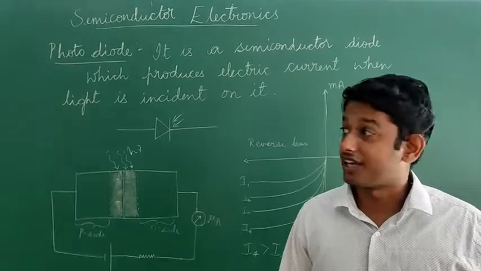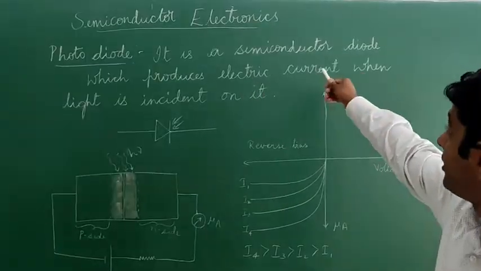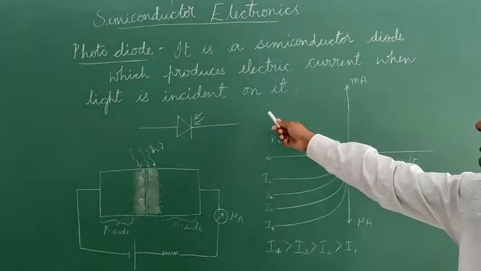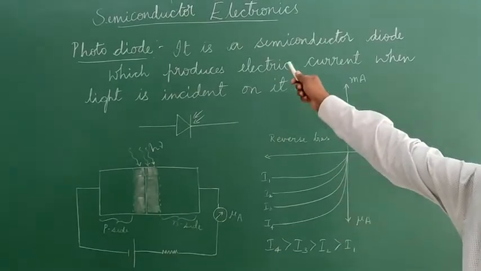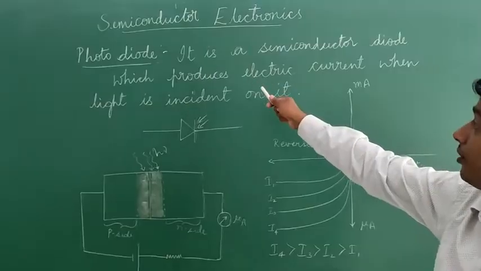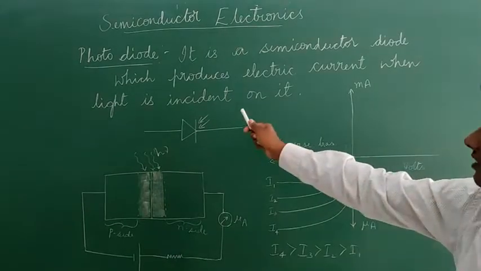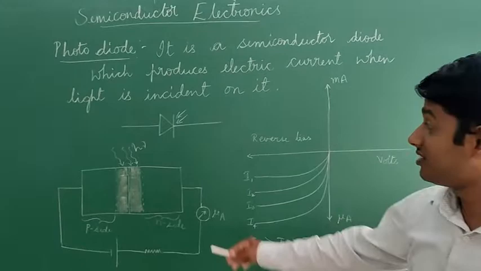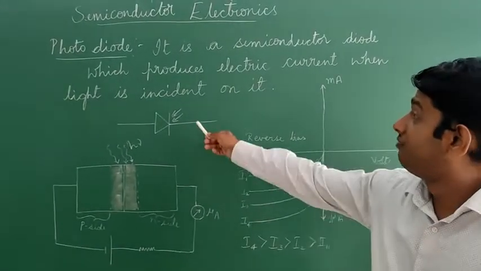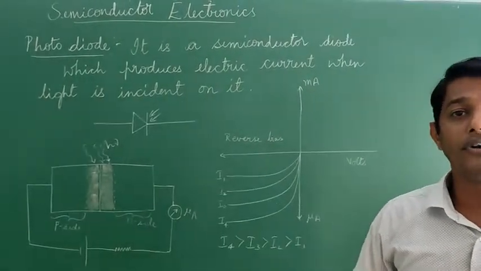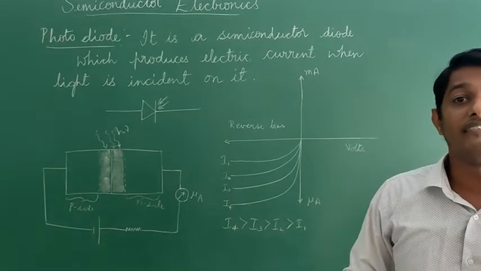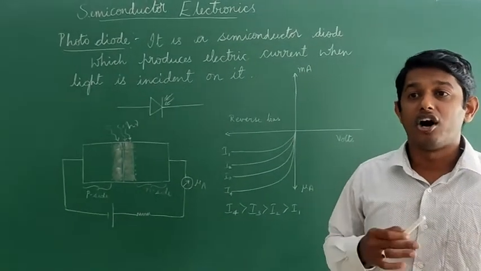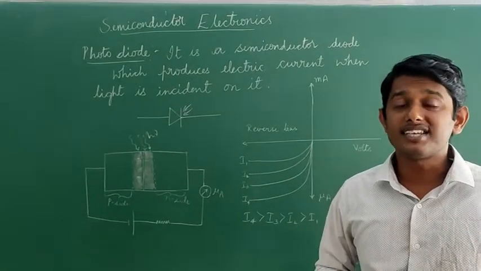The next topic is photodiode. It is a semiconductor diode which produces electric current when light is incident on it. I'll repeat again. It is a semiconductor diode which produces electric current when light is incident on it. That is called a photodiode. This is the representation of photodiode. The photodiode is operated in reverse bias condition.